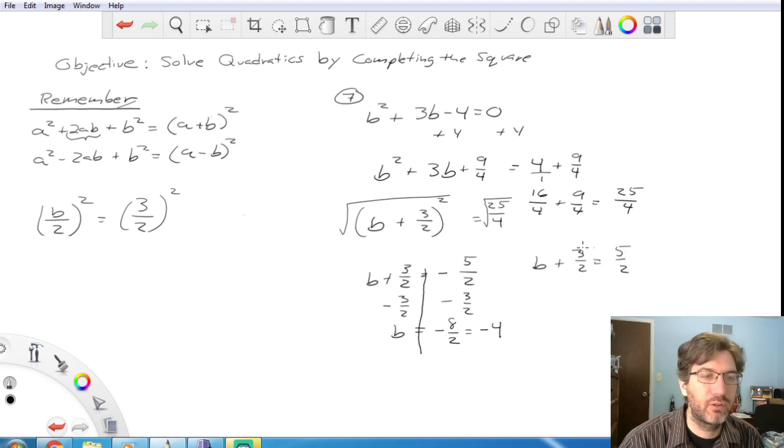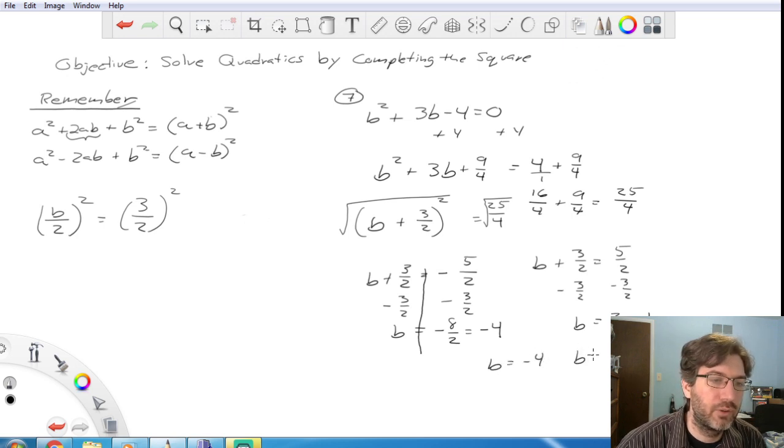And over here, we can solve by subtracting 3/2 from this side and subtracting 3/2 from this side. b equals 5 minus 3 in this case is 2/2, which equals 1. So your answers are b equals negative 4 and b equals 1.